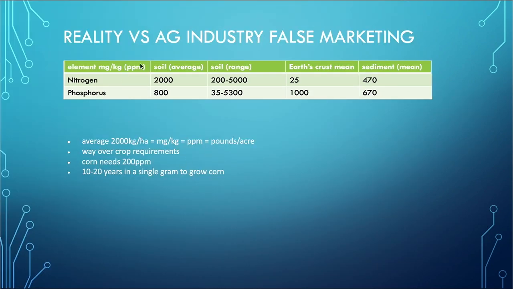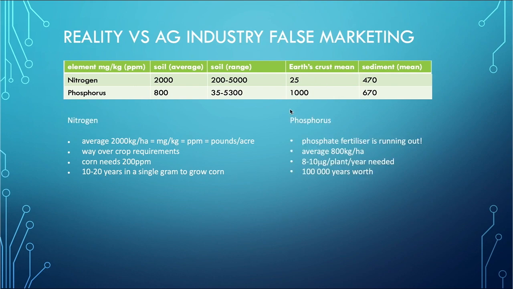So when you look at that reality versus what the ag industry false marketing says so that they can keep selling phosphate and nitrogen and other fertilizers, when we look at the actual amount, for example, of nitrogen and phosphorus, and we do a little calculation where there's average 2,000 kilograms per hectare of nitrogen, which is in milligrams per kilogram or parts per million, if you like. That's way over the crop requirements, because corn, for example, needs only 200 parts per million. So if you calculate that out, it gives you about 10 to 20 years in a single gram of soil to grow corn. And that's our nitrogen.